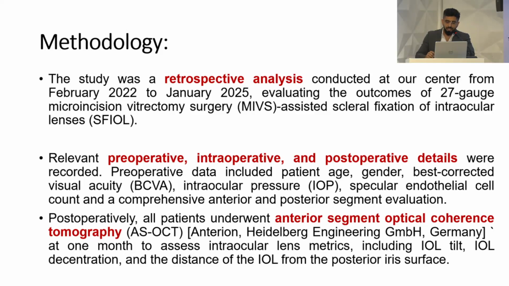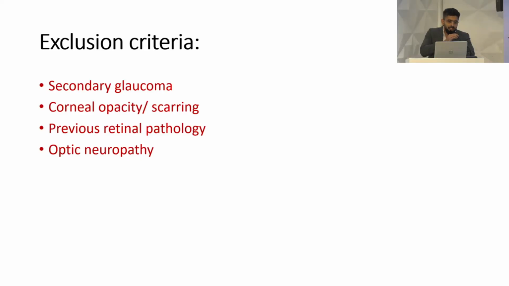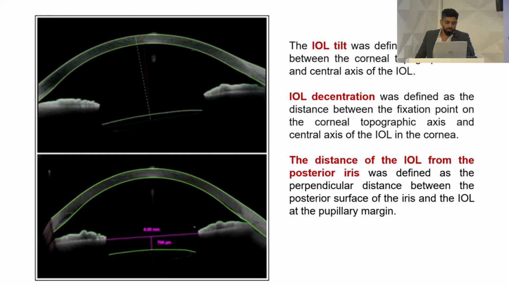Postoperatively, all these patients underwent an AS-OCT using Anterion. The exclusion criteria included secondary glaucomas, corneal opacity or scarring, previous retinal pathology, or optic atrophy or neuropathy. So how did we calculate the IOL metrics? The IOL tilt was defined as the angle between the corneal topographic axis and the central axis of the IOL. The IOL decentration was defined as the distance between the fixation point on the corneal topographic axis and the central axis of the IOL in the cornea. And the distance of the IOL from the posterior iris was defined as the perpendicular distance between the posterior surface of the iris and the IOL at the pupillary margin.